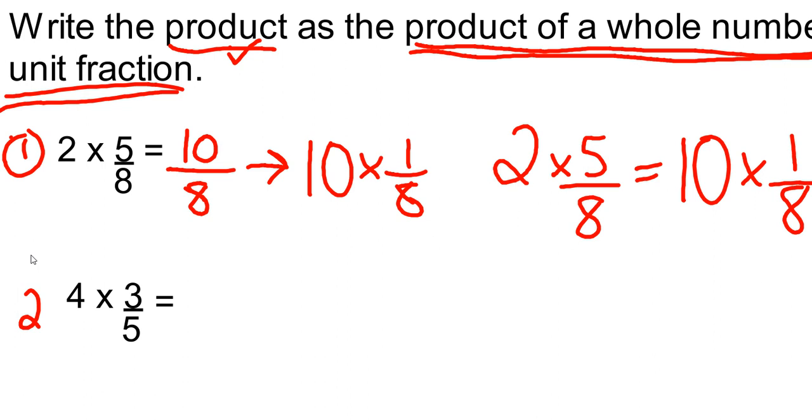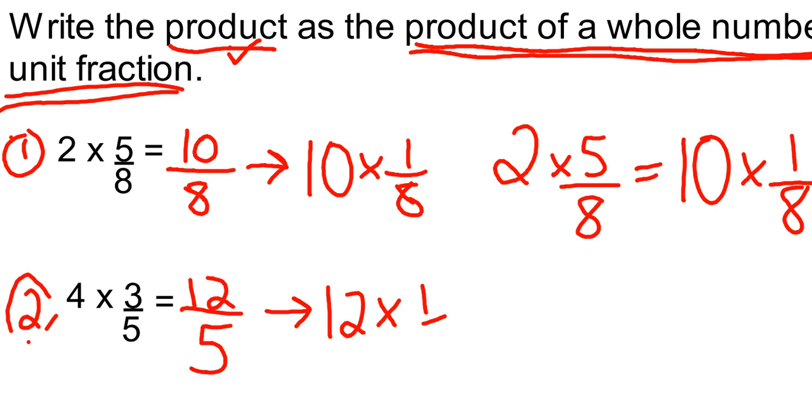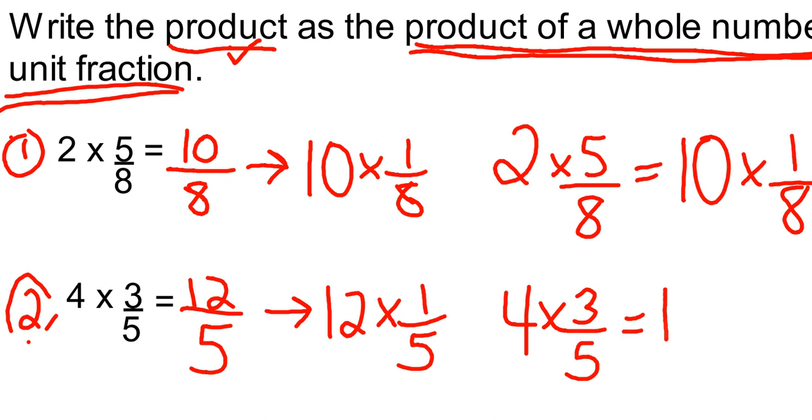Okay? All right, number 2. That keeps happening, I'm sorry. 4 times 3/5 is 3/5 4 times. So 3/5, 6/5, 9/5, 12/5. Now I have to write that as a product of a whole number and unit fraction. So 12/5 is 1/5 12 times. So 4 times 3/5 equals 12 times 1/5.